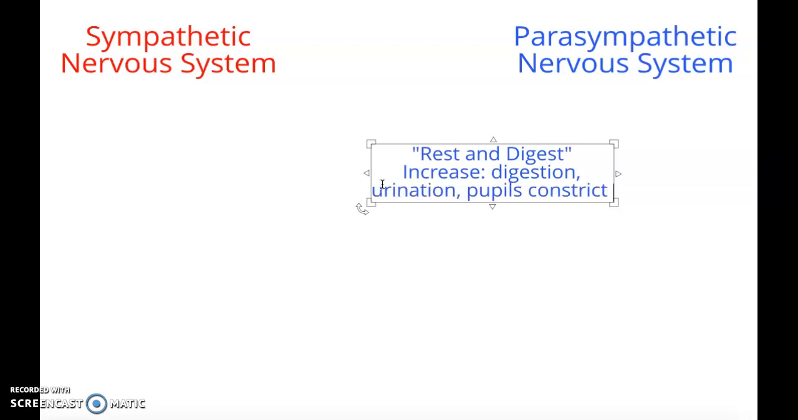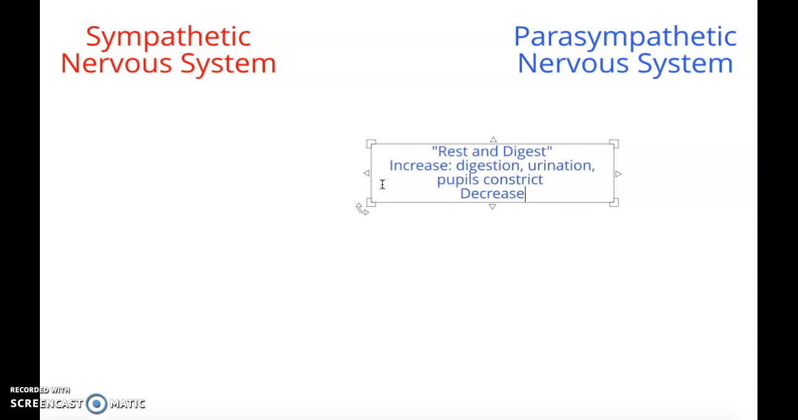So pupils constrict during parasympathetic activation because you don't need as much light coming in, because you don't need to see as well to run away from the bear or the danger. We decrease heart rate, blood pressure, sweat, and then these neurons originate in the brain and sacrum.